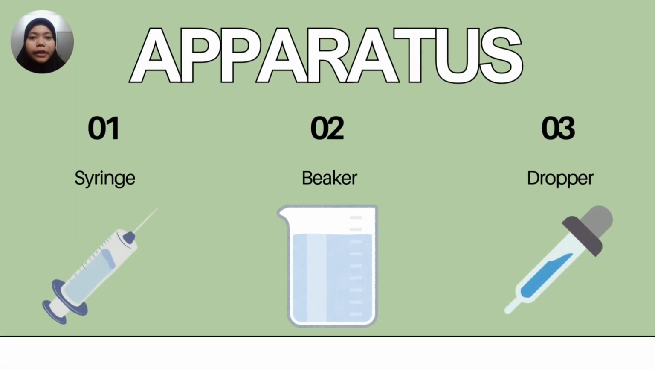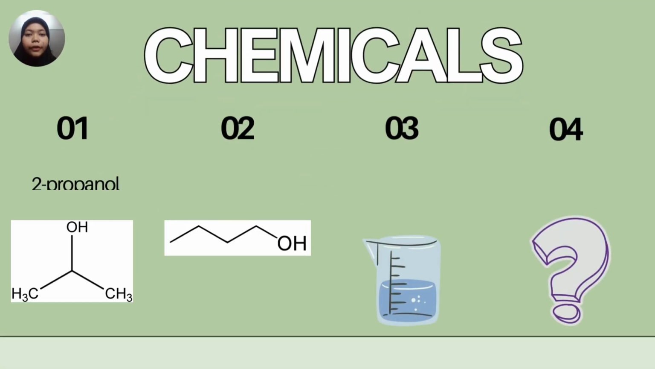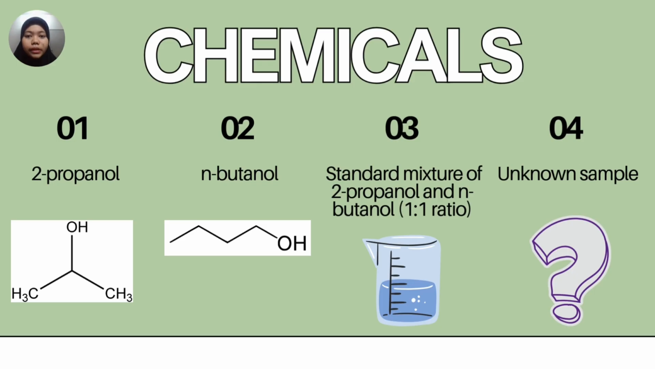Next, the apparatus we use in this experiment are a syringe, beaker, and dropper. For chemicals, we use 2-propanol and butanol, a standard mixture of 2-propanol and butanol in a 1:1 ratio, and lastly we took a random sample, which is an unknown sample.